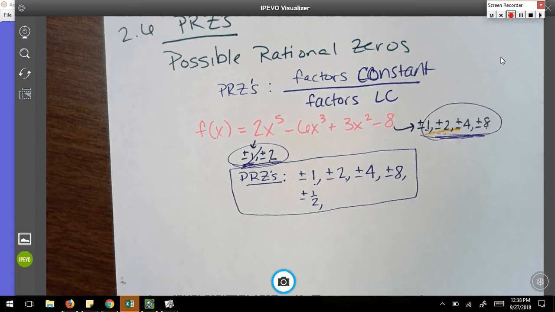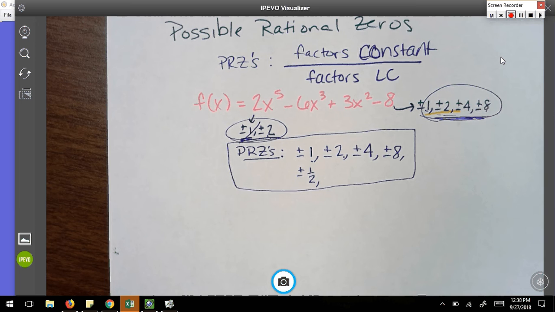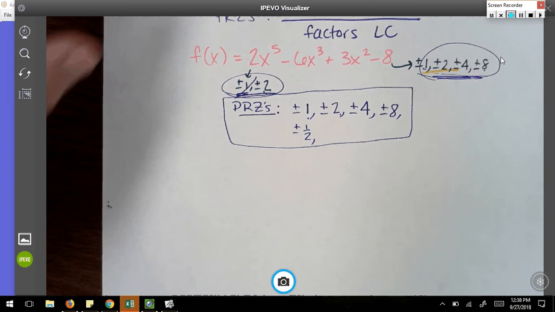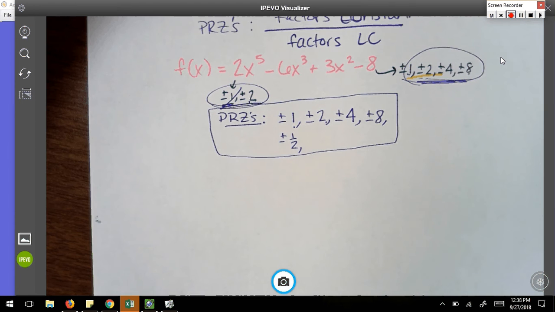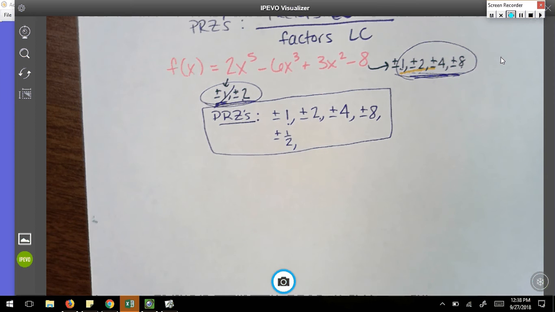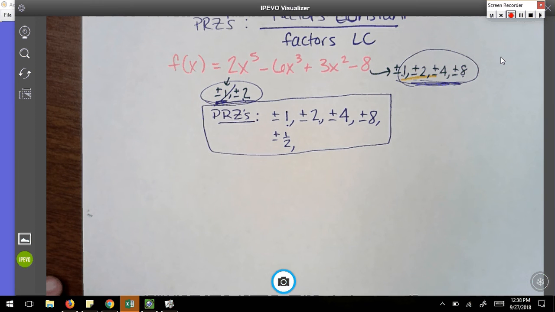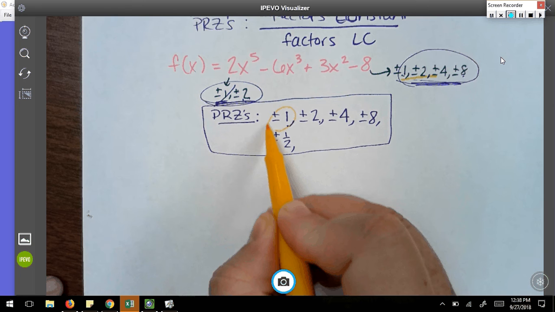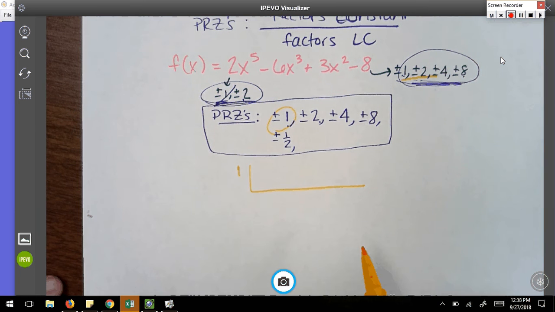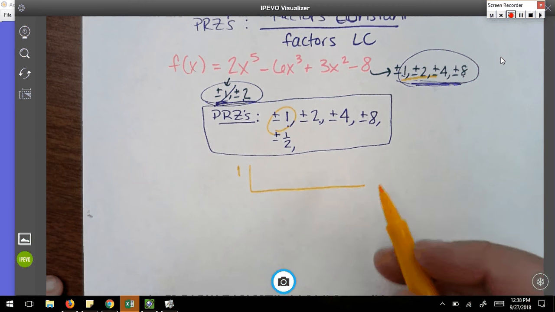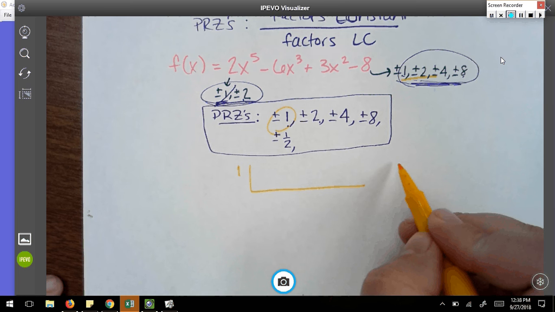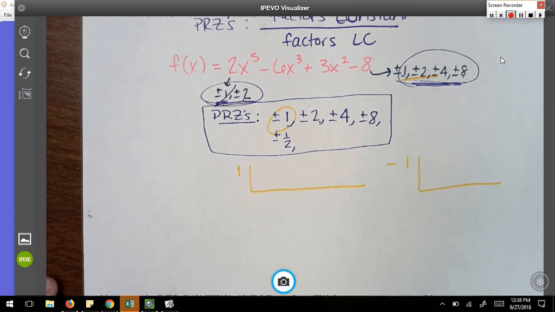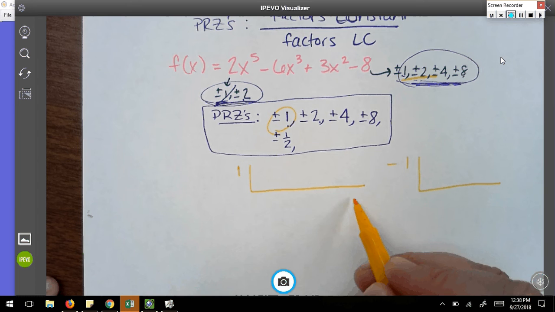Alright, so I should have picked a better one instead of making one up off the top of my head, so that we could actually test the points too. But what we're going to do is take each one of these. We'll start with 1, and we would synthetically divide. And we would keep trying these values until we got to the one that gives us a 0 on the end. Okay. No remainder.